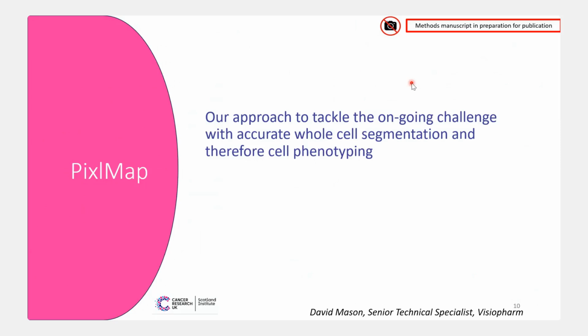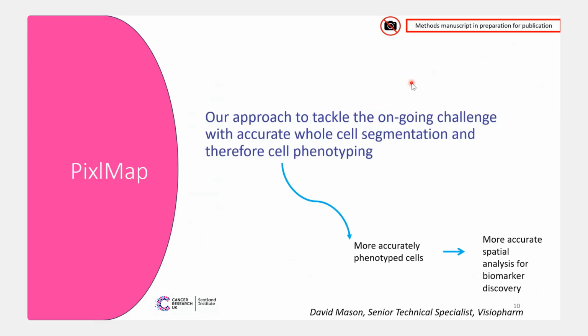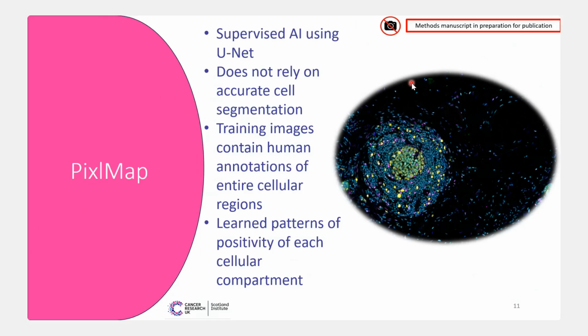So this is PixelMap, or our global method, and this is our approach to tackle the ongoing challenge with accurate cellular segmentation and therefore cellular phenotyping, because if you've got more accurately segmented cells, you'll have more accurately phenotyped cells, and then you'll have more accurate spatial analysis for biomarker discovery. So a brief overview: this is a supervised AI using the UNet in Visiopharm. It does not rely on accurate cellular segmentation. The training images contain human annotations for entire cellular regions, and it's learned patterns of positivity for each cellular compartment, and that is probably key in this method.